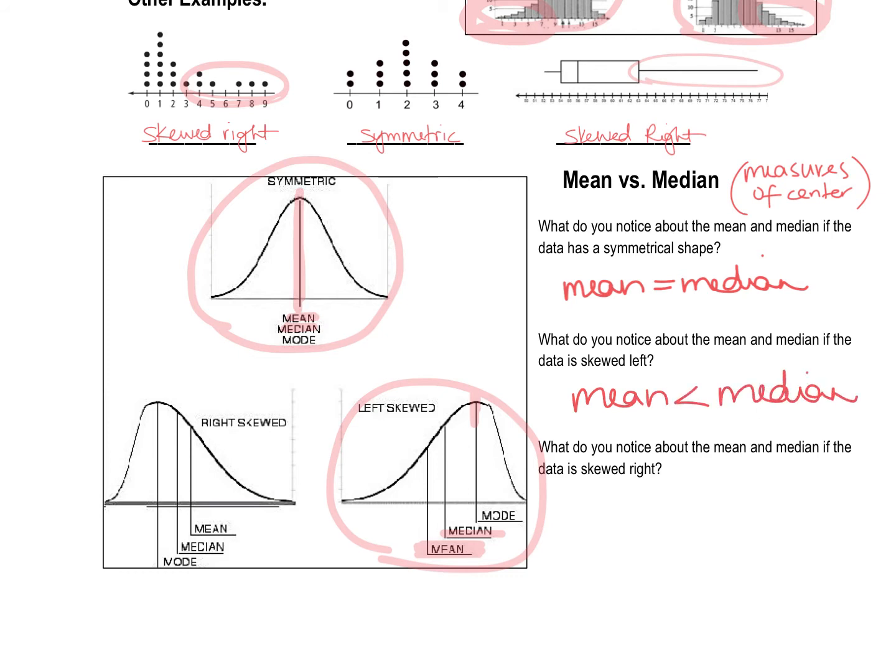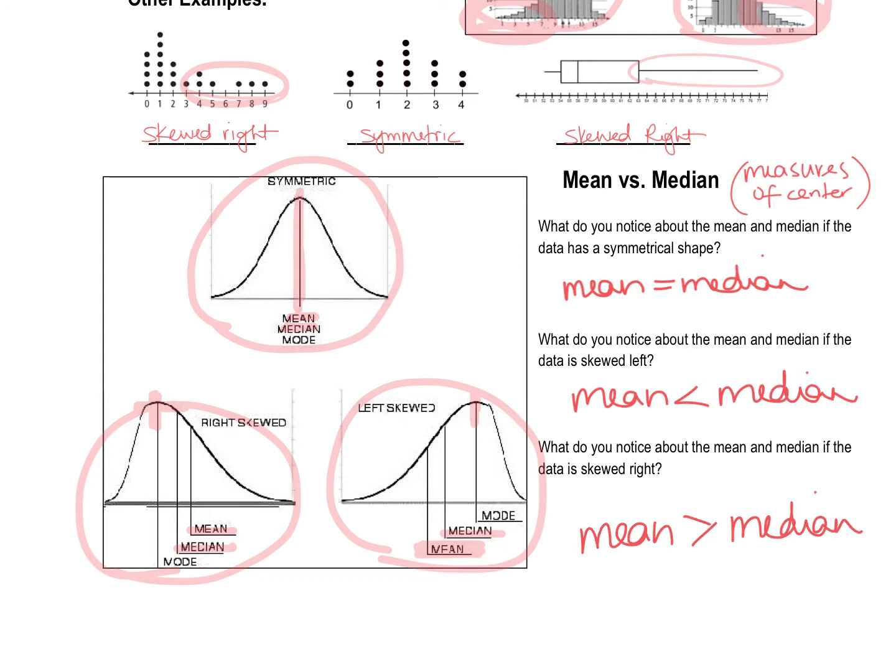Okay. Now let's look at our right skewed. Right here, right skewed, if we look at our mean and our median, in this situation, the mean will actually be bigger. And we're looking at from the center here, the mean is bigger. So I'm going to say in this situation for right skewed, the mean is bigger than the median.